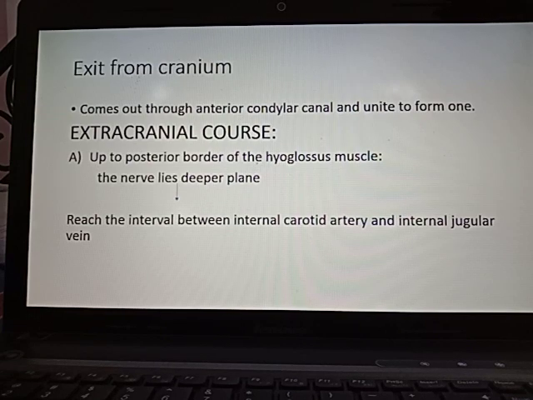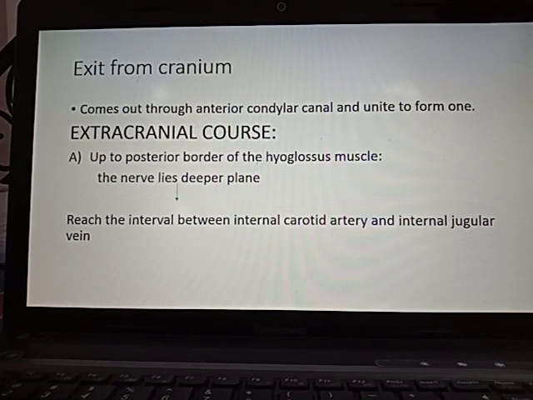Then come to the exit from the cranium. The two bundles of the nerve come out of the anterior condylar canal and unite to form one. This canal may be divided into two. Through this canal also pass the meningeal branch of the ascending pharyngeal artery, the recurrent meningeal branch of the hypoglossal nerve and one emissary vein.